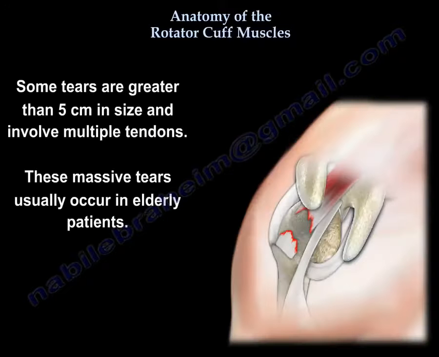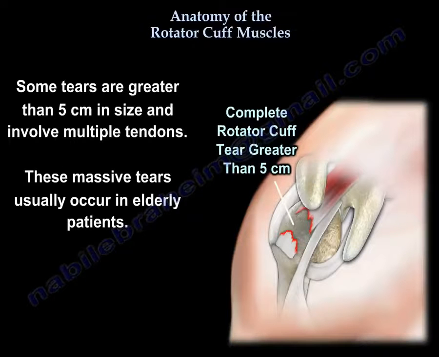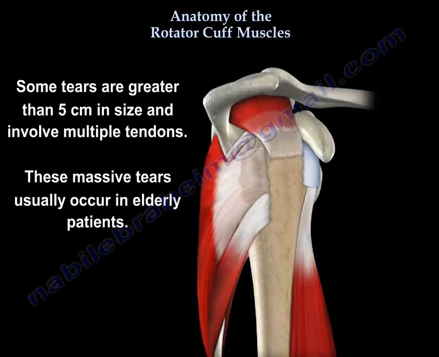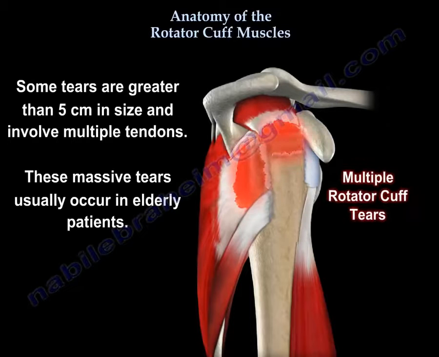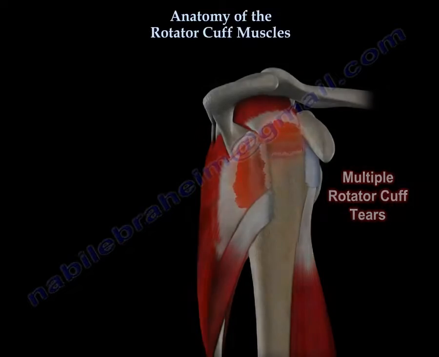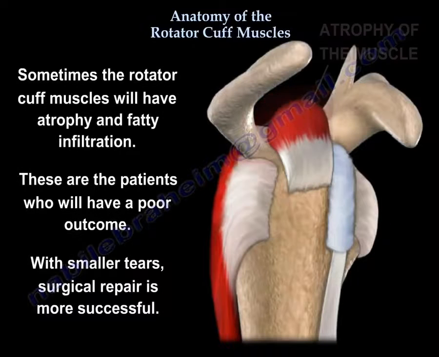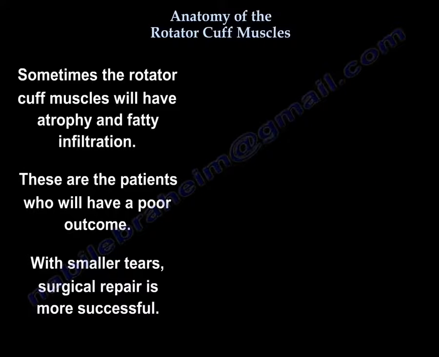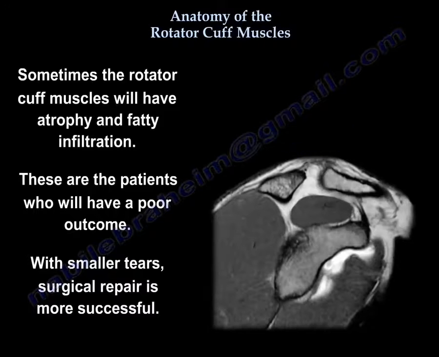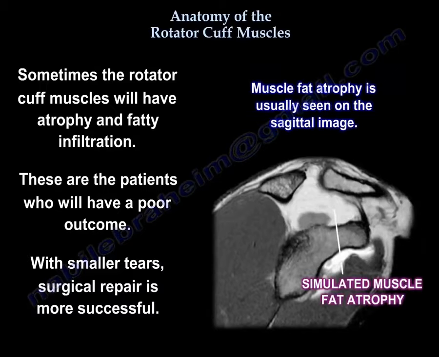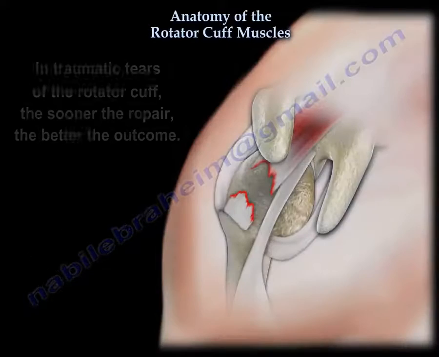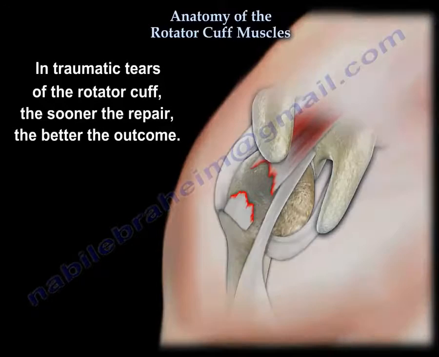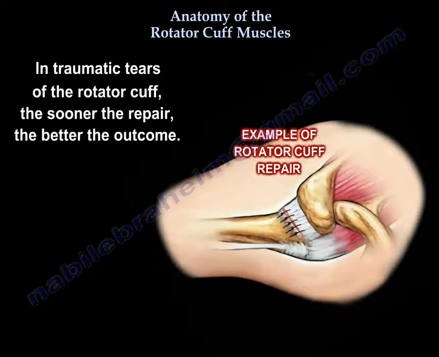Some tears are greater than 5 centimeters in size, and they involve multiple tendons. These massive tears usually occur in the elderly. Sometimes these muscles will have atrophy and fatty infiltration, and these are the patients that will have a poor outcome. With smaller tears, surgical repairs are more successful. In traumatic tear, the sooner the repair, the better the outcome.